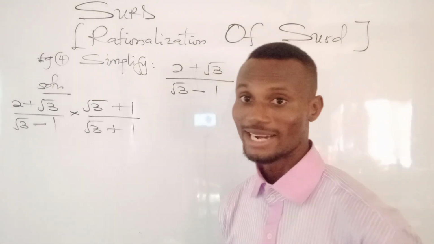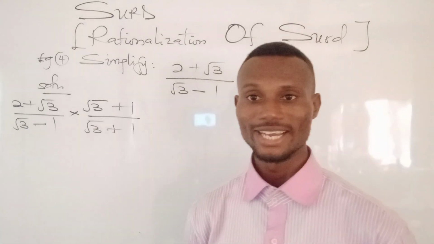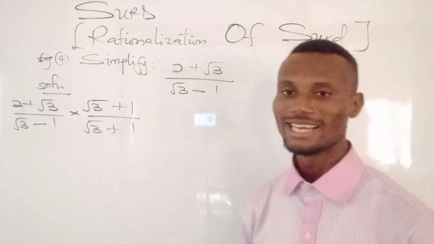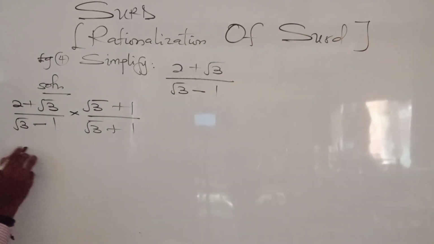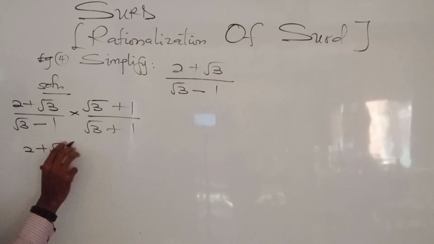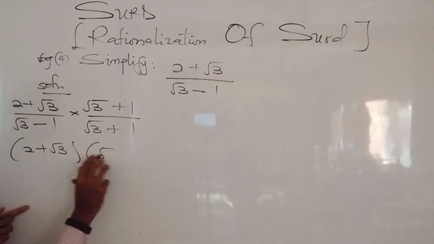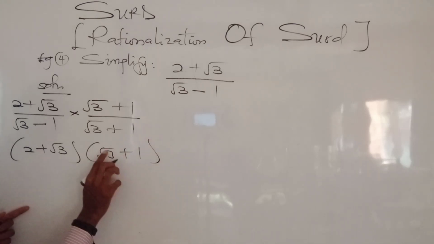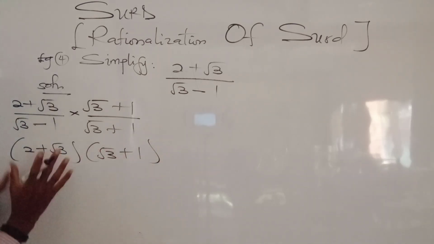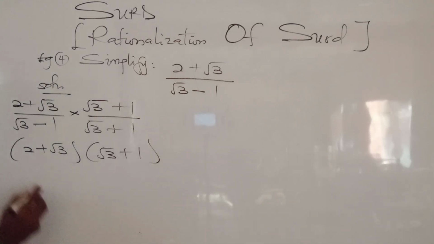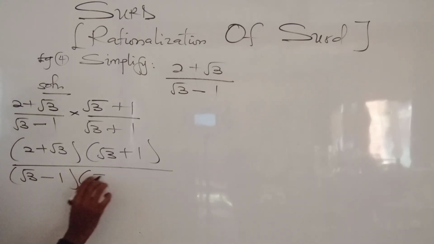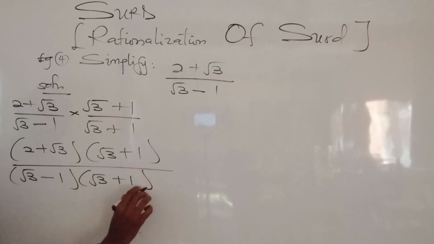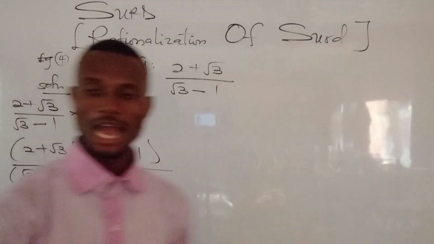To simplify further, we multiply the numerators and multiply the denominators as well. So let's do it together. I'm going to have 2 plus root 3 multiplying root 3 plus 1. You put it into brackets, because the brackets mean they are multiplying. All over, the denominator is going to be root 3 minus 1 multiplying root 3 plus 1. I hope you agree with me up to this point.